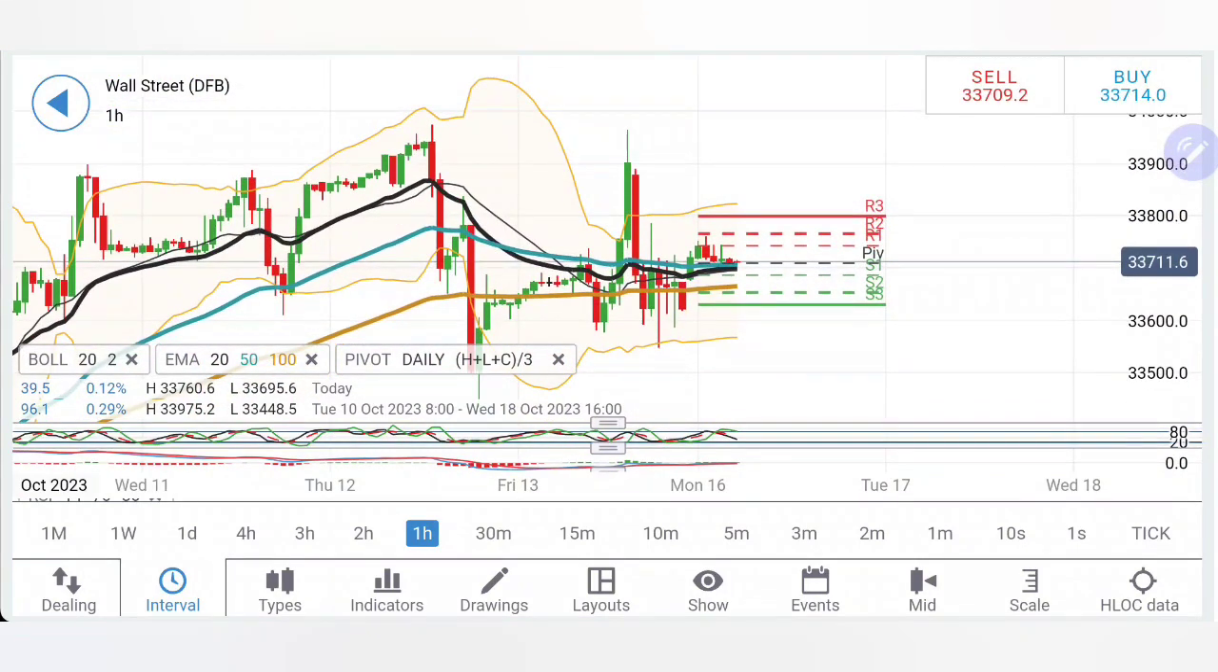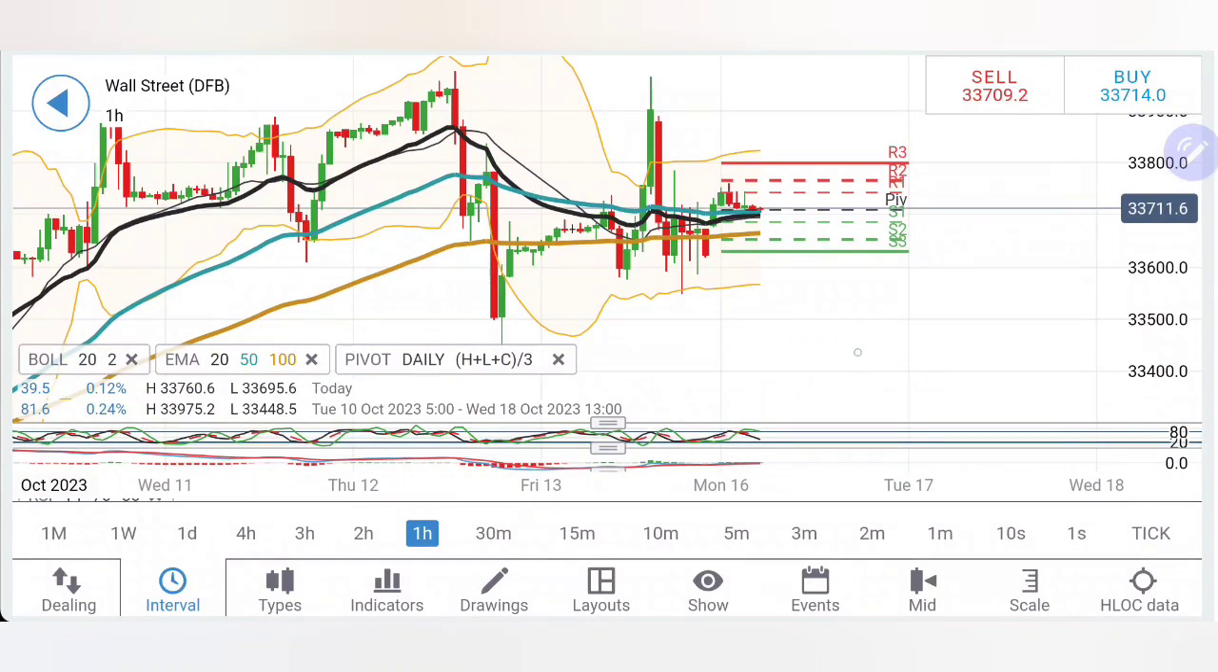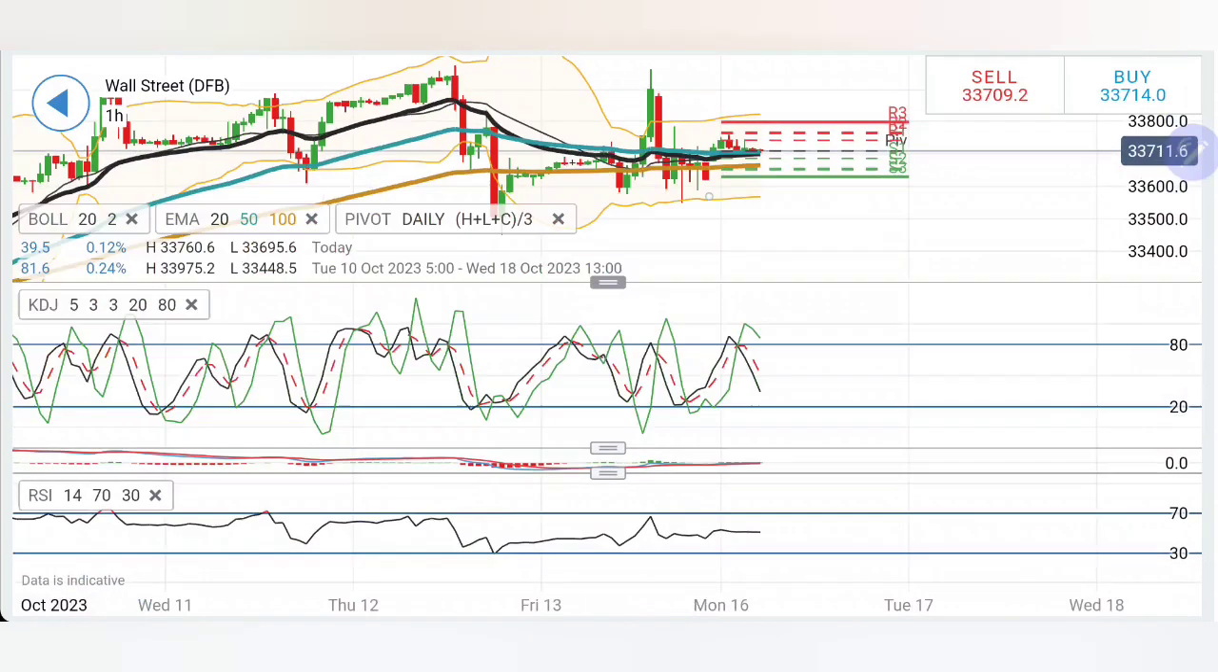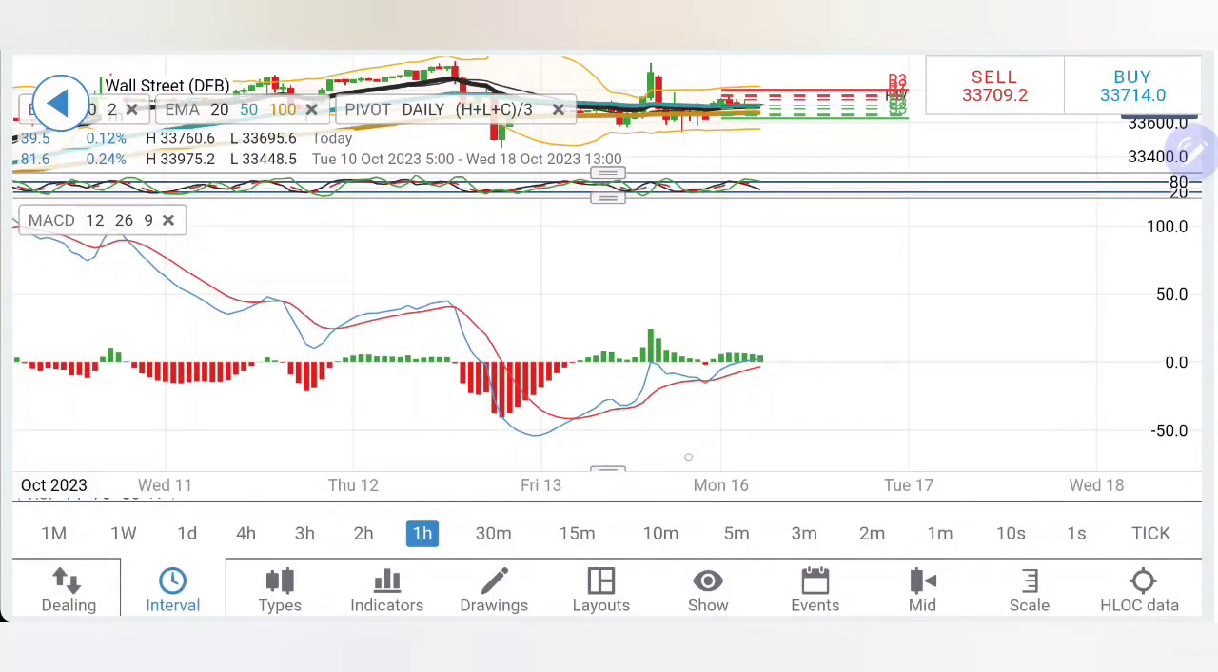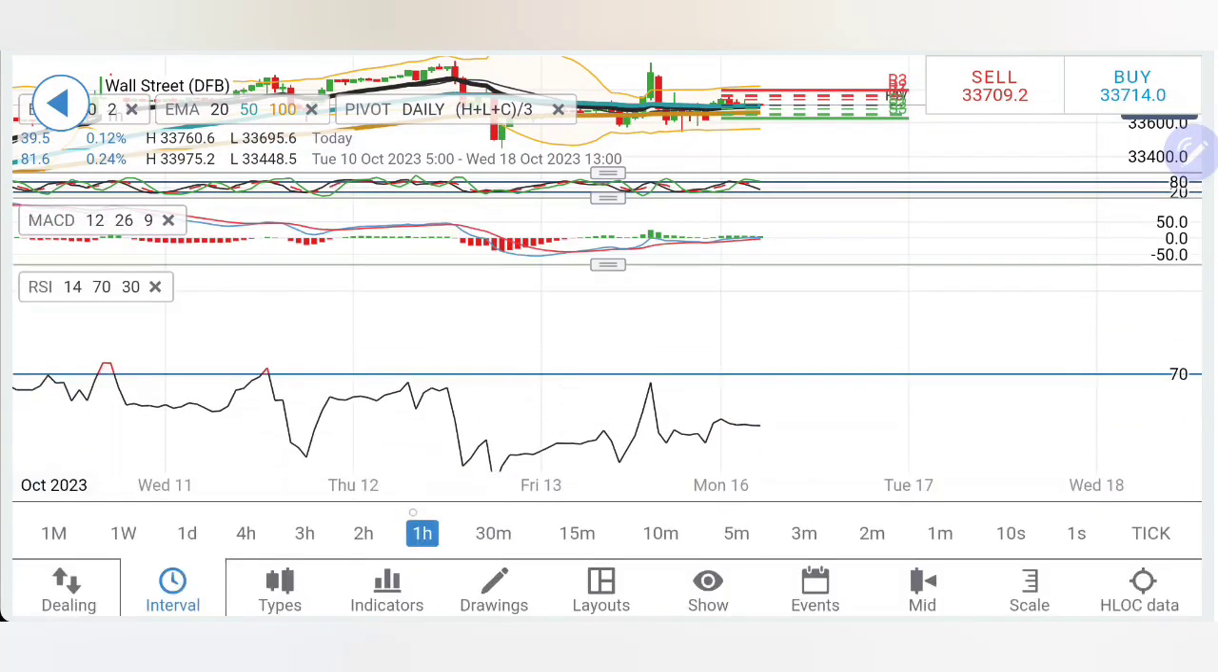Also, if you look at the larger movement, you will find this is consolidation. Higher lows, lower highs are seen here. Stochastic looking down, trying to trade bearish. MACD is in green. RSI is staying flat.